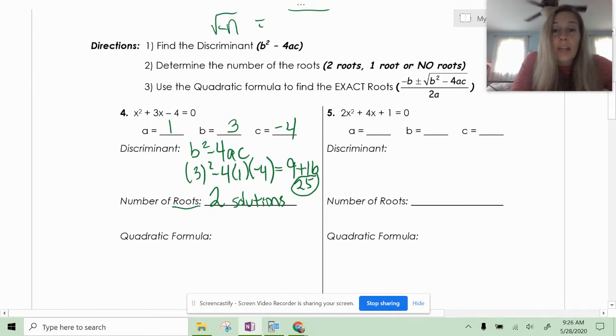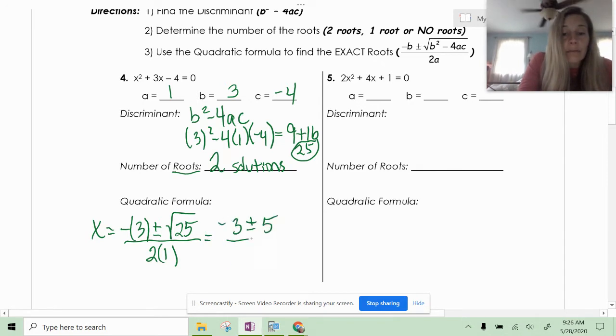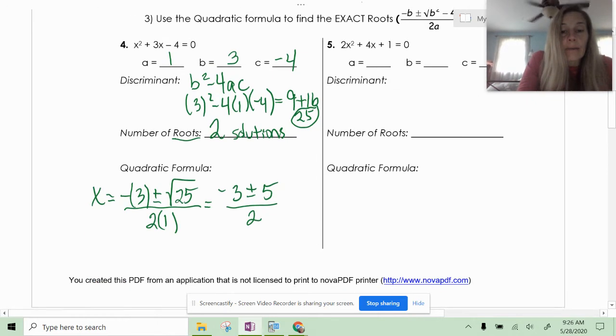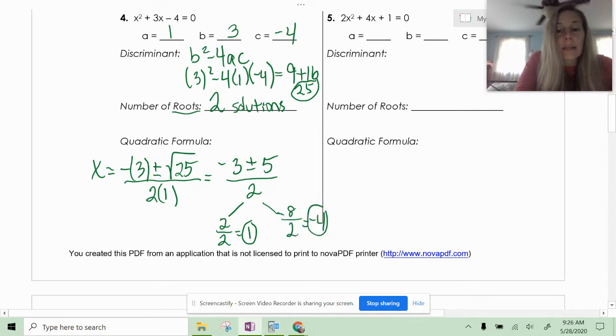Now, if we go to finish that problem, to actually solve them, we have negative b plus or minus the square root of b squared minus 4ac, which we already figured out was 25. And then we do 2 times a. So negative 3 plus or minus 5 over 2. Now we have to solve this both ways with the plus and the minus. So negative 3 plus 5 is 2. 2 over 2 is 1. Negative 3 minus 5 is negative 8. Negative 8 over 2 is negative 4. And those were our two solutions.